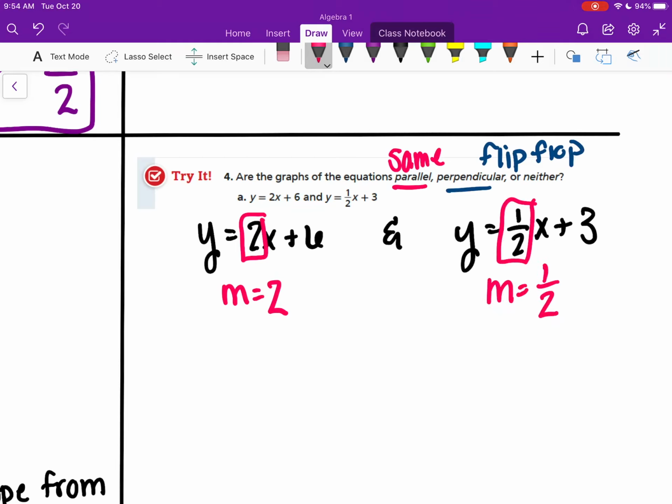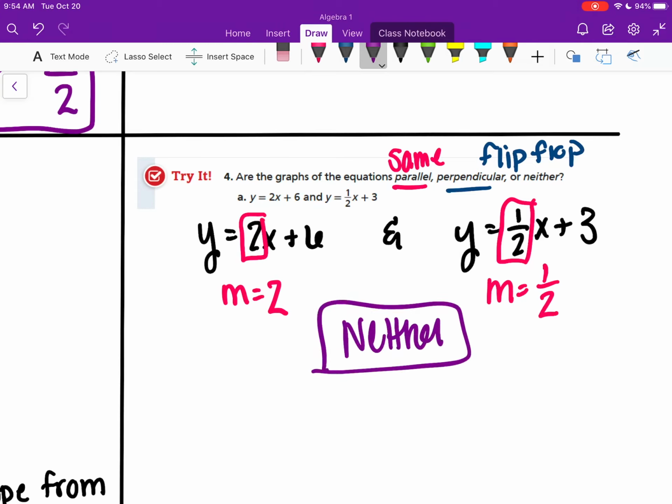Are they the same? No. Are they a perfect flip-flop? Did it flip the sign and flip the fraction? No, it didn't flip the sign. So this would be neither. They're not the same, and they're not a perfect flip-flop.